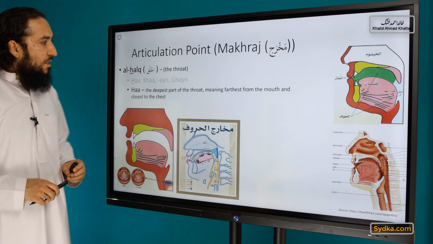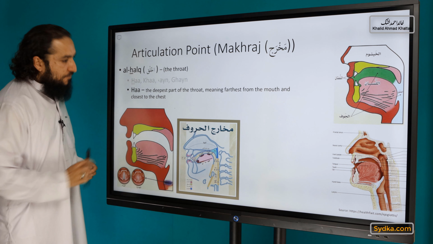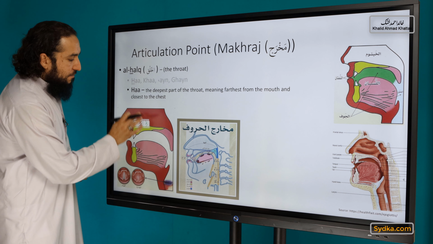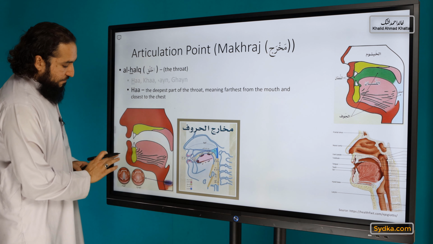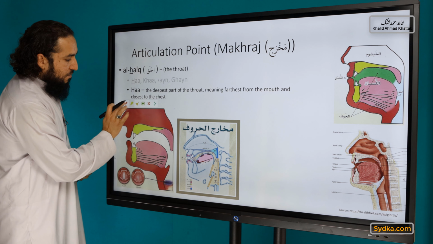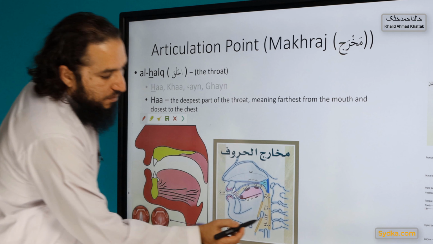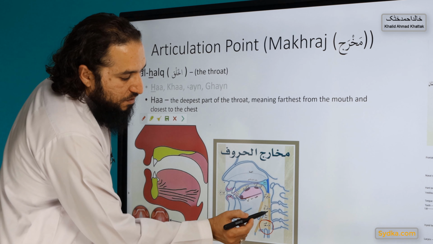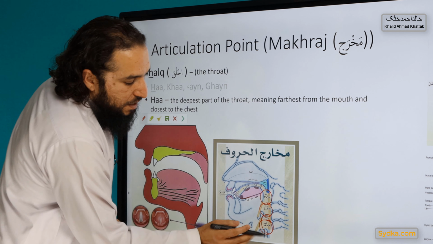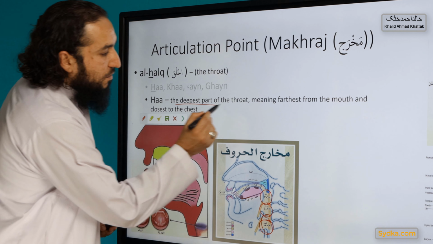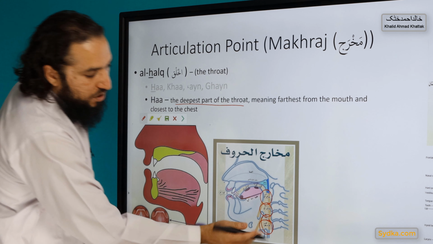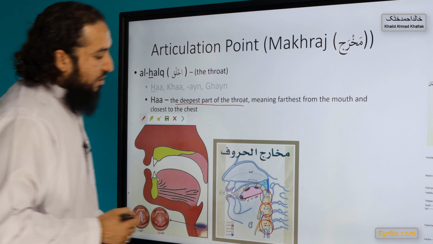Okay. So the articulation point for Ha is, it is one of the throat letters, one of the 6 letters of the throat letters, okay? If you see here, we know that the throat is divided into 3 parts, okay? And that is the deepest part. So the deepest part of the throat, meaning the farthest from the mouth and closest to the chest.